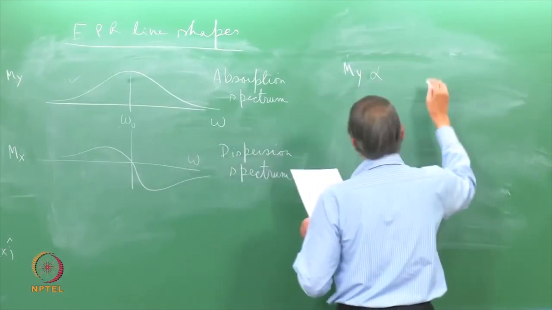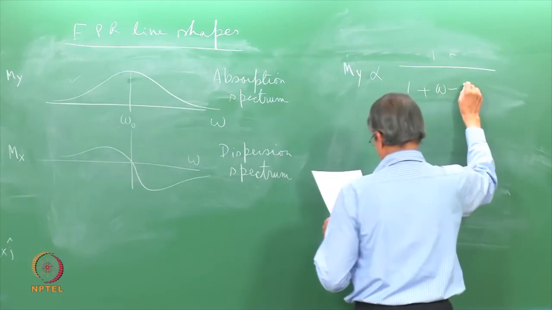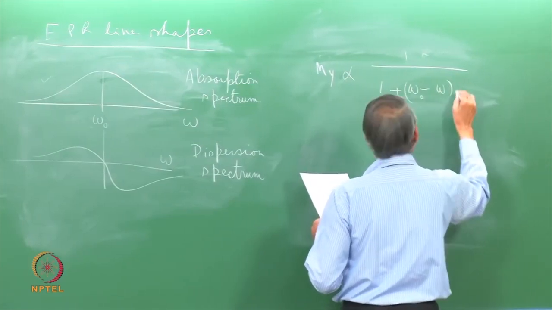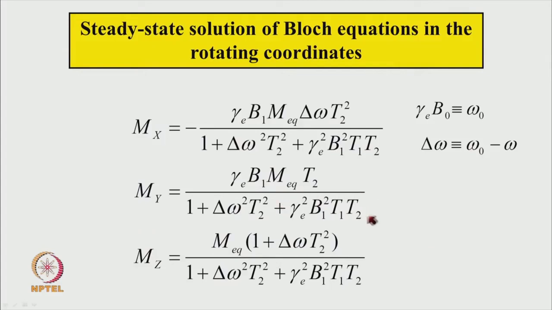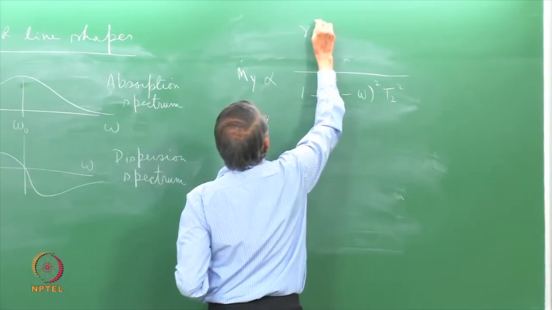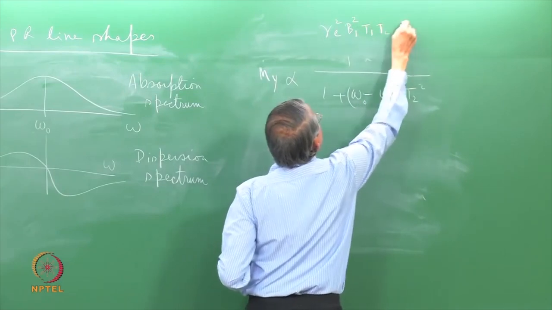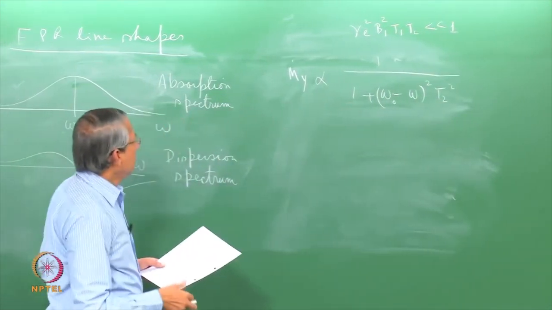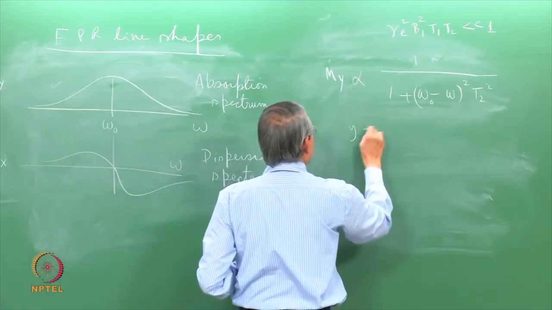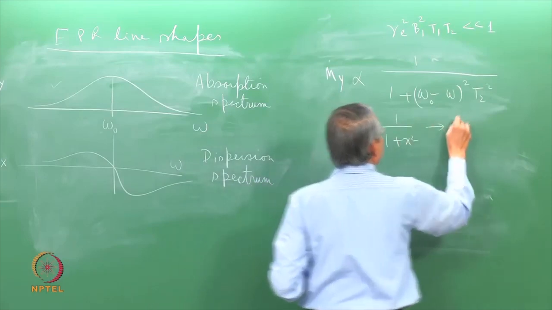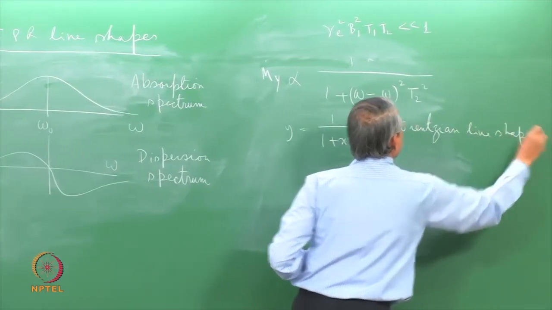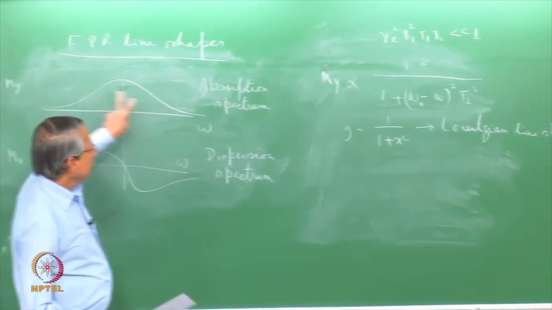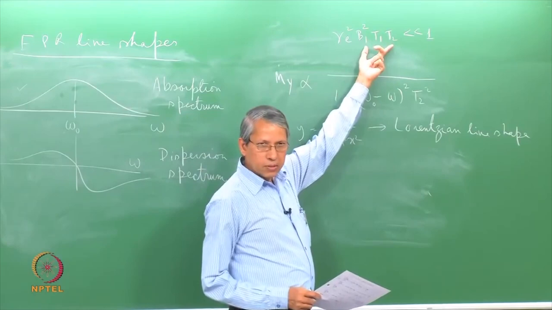My is proportional to, so, here if we neglect this term gamma square B1 square T1 T2, that is very small compared to 1, then it looks like this. Now, this is exactly similar to the form y equal to 1 by 1 plus x square, which is the Lorentzian. So, the EPR absorption spectrum will therefore appear Lorentzian when this term is neglected.